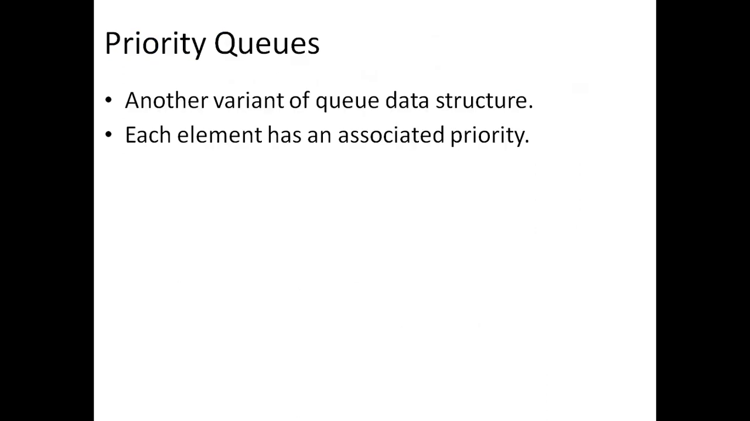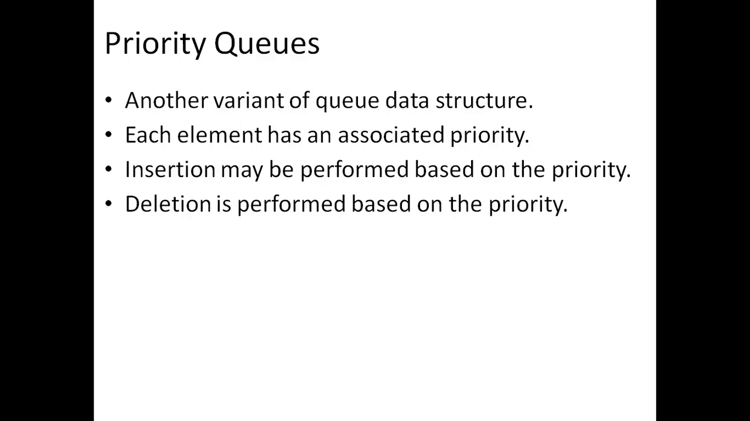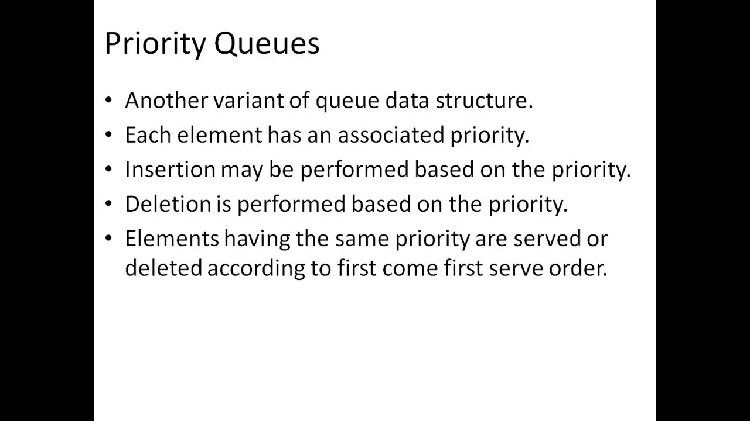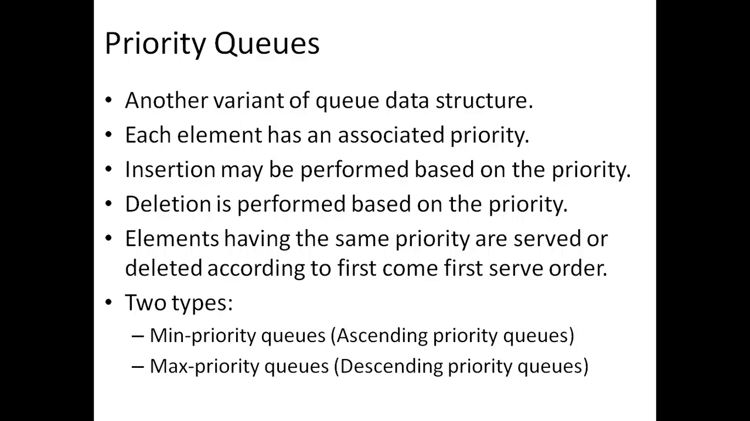Next variant is the priority queues, where all the elements in a queue have an associated priority, and this priority has to be taken care of during the insertion and deletion operations. In case there exists more than one element having the same priority, then we have to follow first come first serve order. One can give more preference either to lower values or to upper values.